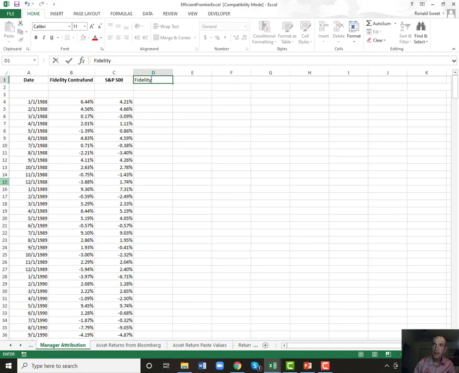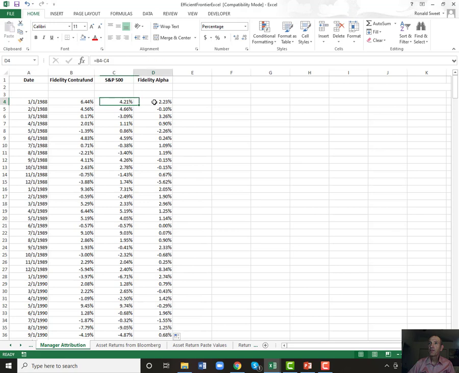I'm just going to say Fidelity, not Fidelity Contra Fund, and get their alpha. So what is their alpha? Well, alpha is really, really simple. Alpha, remember this from your exam 1, is just their return minus the S&P 500's return. So their alpha in the first month, they beat the market by 2.23%, but then a few months later, they were down 1.3 when the market was up 0.86. So that's their alpha.